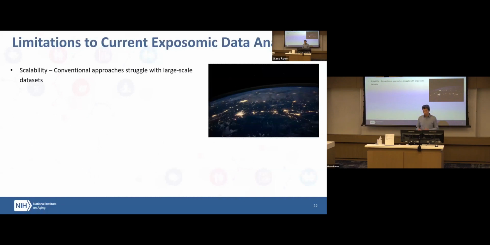And so there are a lot of limitations in terms of the current exposome data analyses, in terms of scalability, data variety and complexity, sparse and missing data.